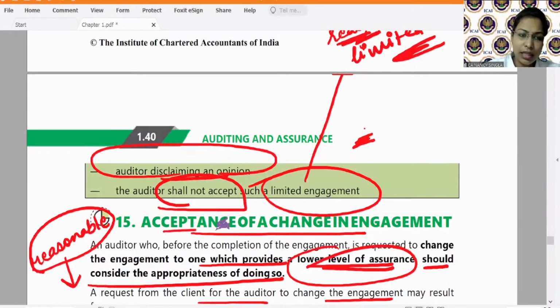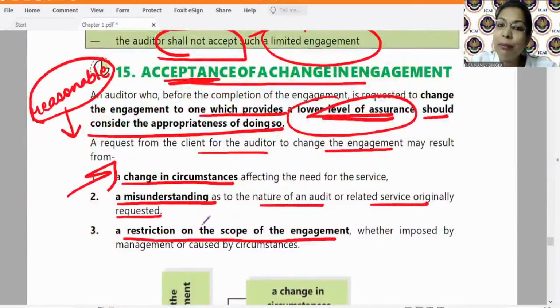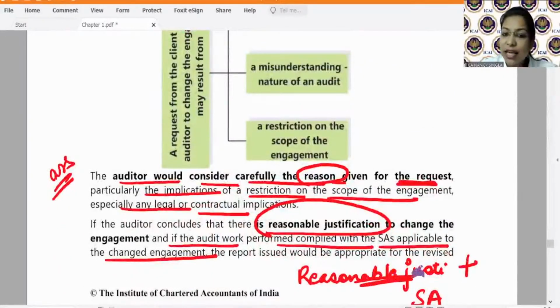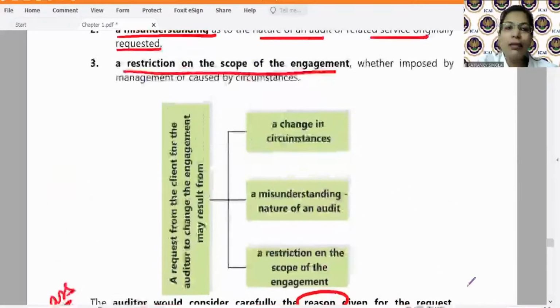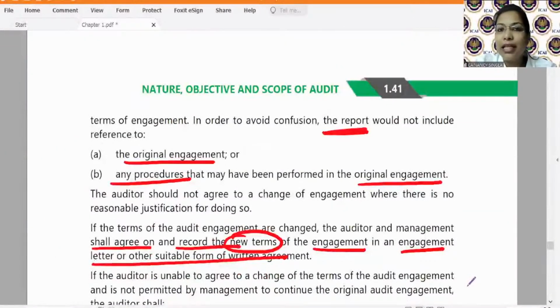अब यहाँ अब 15 point, acceptance of change. देखो यहां पर भी assurance कम मिलता, ठीक है, but since it is mentioned here that there is reasonable justification, plus as per SA reasonable assurance मिल रहा है, then only the auditor will accept the request of change from the management, and in case of this, the auditor will enter into and record new terms of engagement.